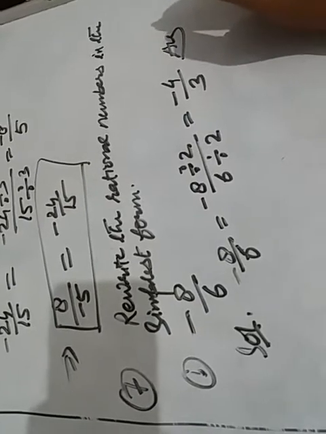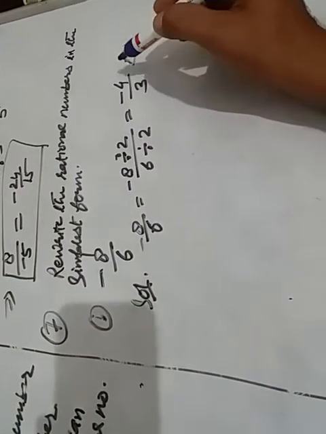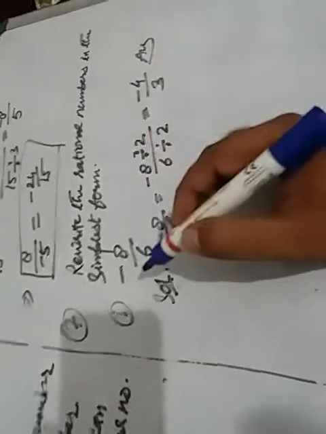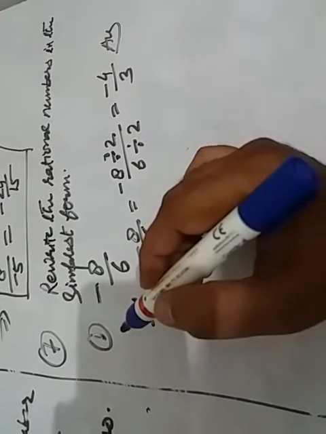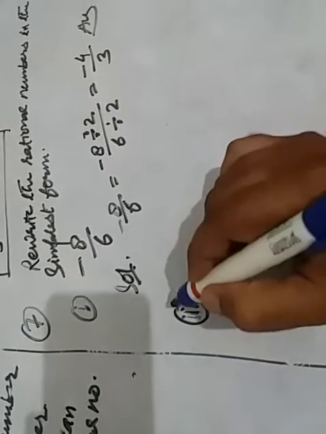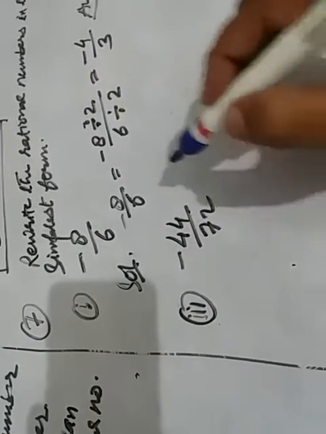You can verify whether this is in the simplest form or standard form. Remember the definition: a rational number is said to be in standard form or simplest form if the HCF of both numerator and denominator is 1 and the denominator is positive. Let us see one more question of the same type. Let us see the third part, that is minus 44 upon 72. Start the solution.